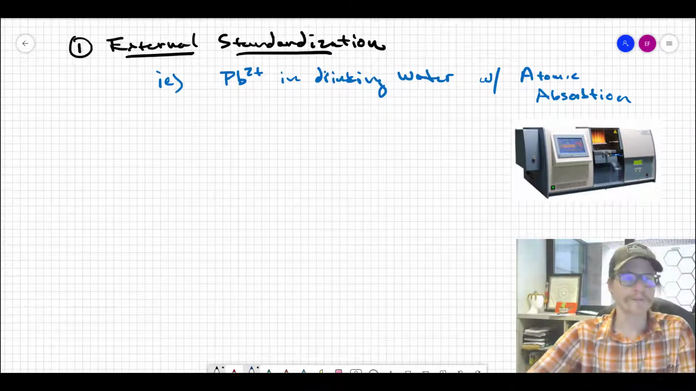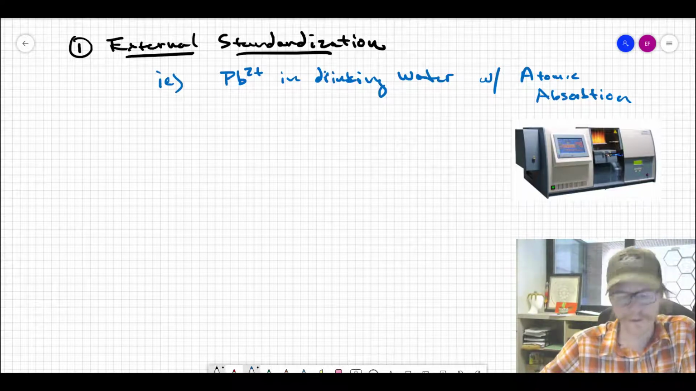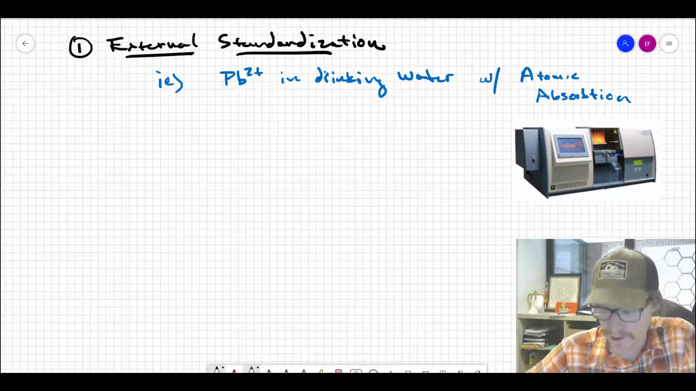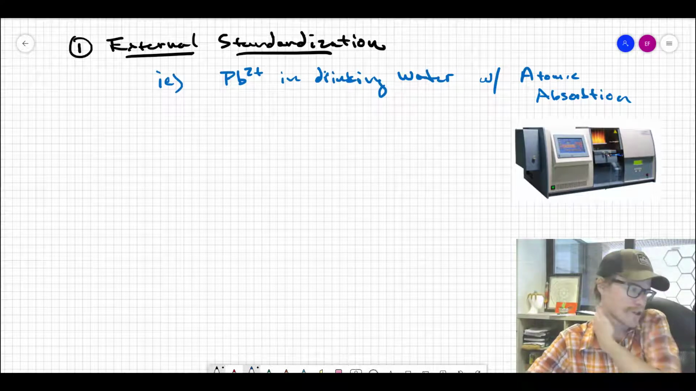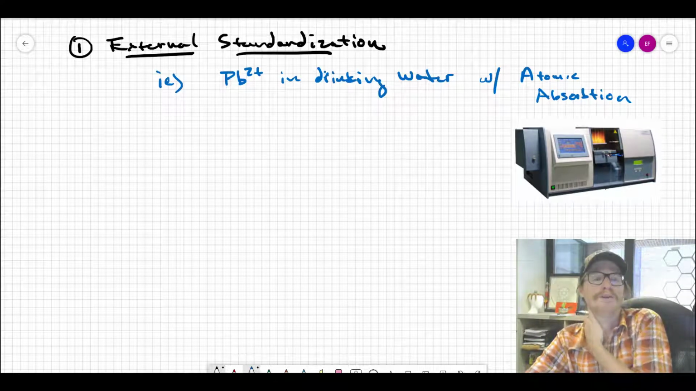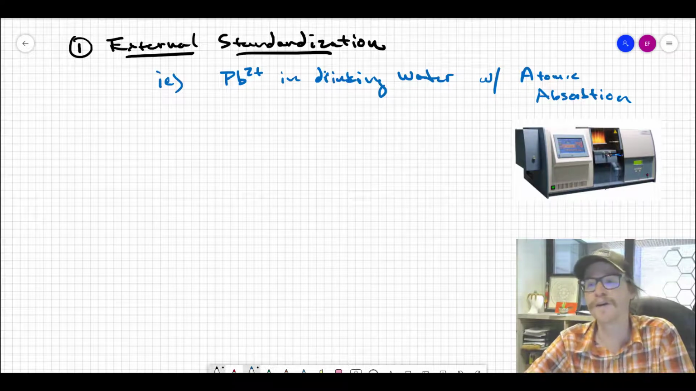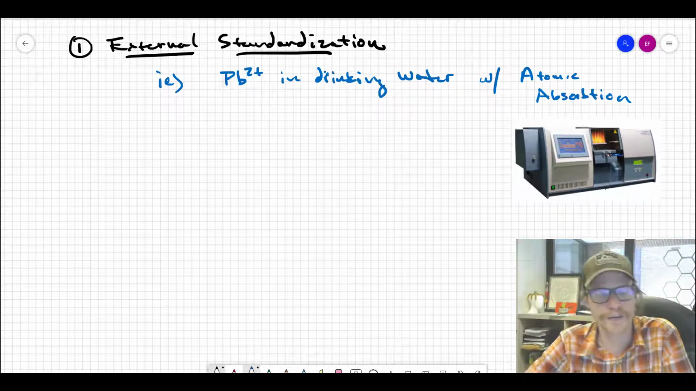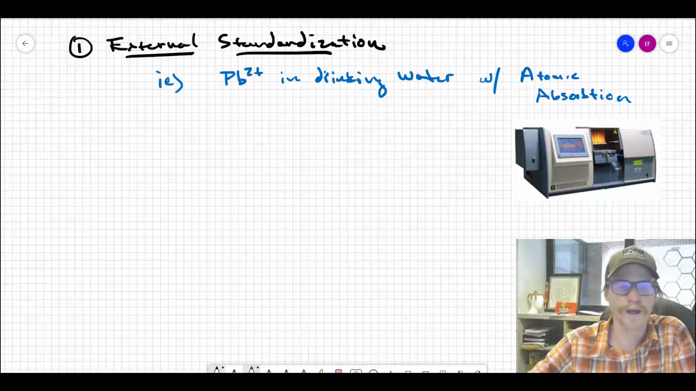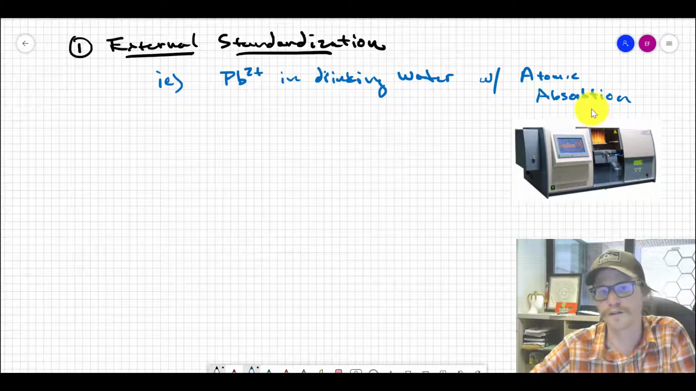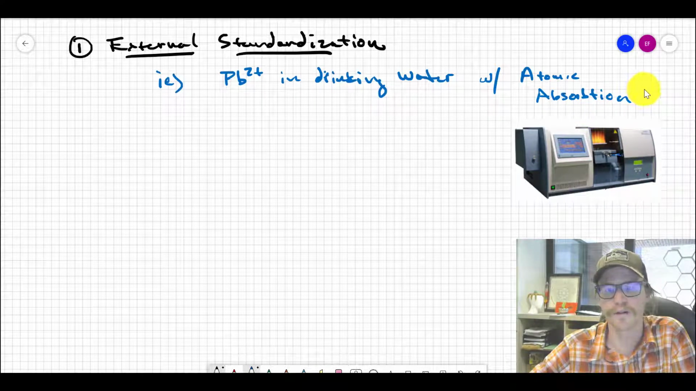Okay, so for external standardization, which is the first technique we'll talk about, let's do an example, which is an example you'll hear me talk about a lot because it's really simple to conceptualize. Measuring a metal ion in drinking water, which is lead, which coincidentally is a focus of one of the many research projects that's running in my lab right now. So the sort of standard way to measure lead ions in drinking water is using this process called atomic absorption, which we have a couple of these in the department.